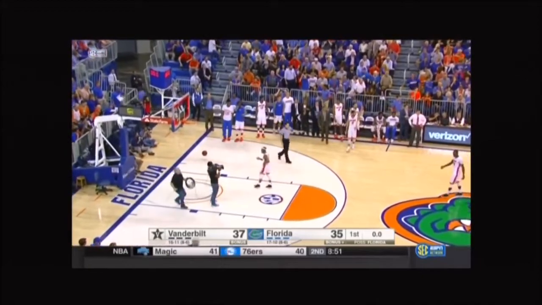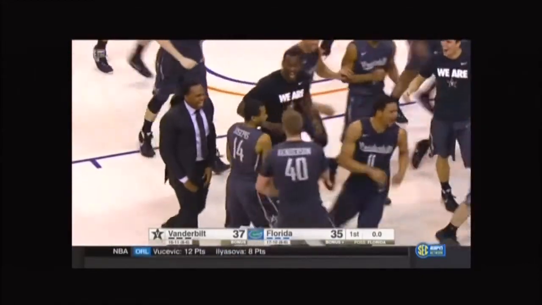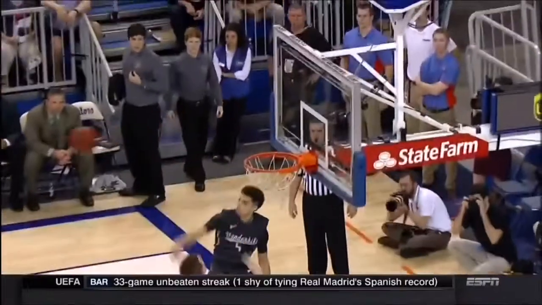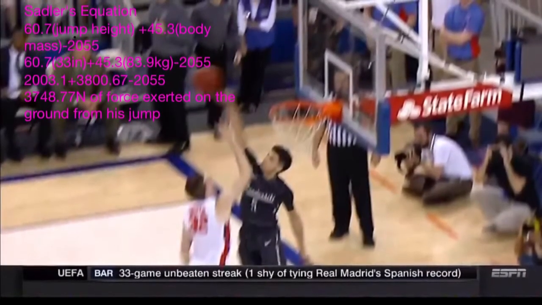We're talking about small changes. Just in. The first thing we wanted to do is calculate the amount of force that the Vanderbilt player put on the ground when he jumped to block the shot.